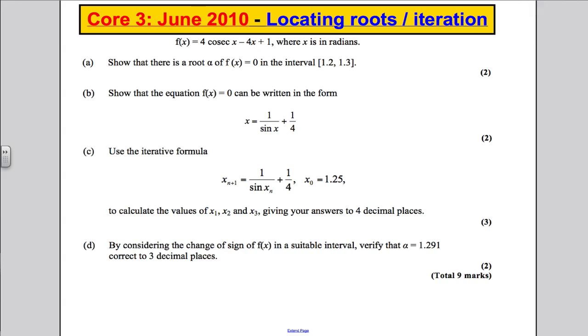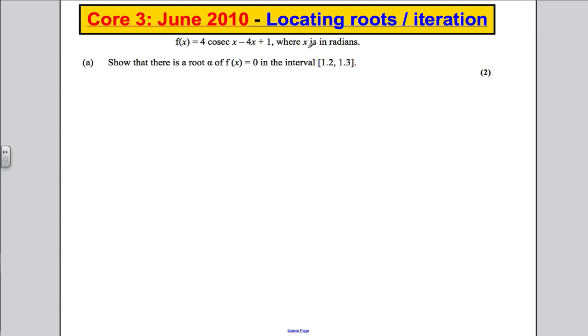Okay, going through this part by part, here's our function where x is in radians. Show that there is a root in this interval. Make sure your calculator is in radians, and what you want to do is work out f of 1.2, and f of 1.3. Hopefully you get a change of sign, and this indicates to you that you have a root. So put your calculator in radians mode, and then we're working out cosec x. By the way, if you remember, cosec x is 1 over sine x. So this thing here is the same as 4 over sine x, subtract 4x plus 1. Okay, so that's what you're working out on your calculator.